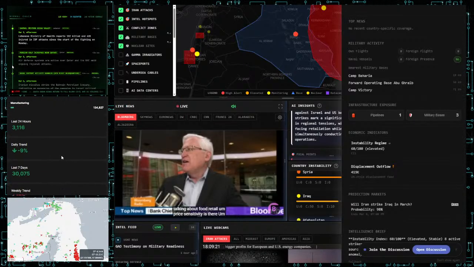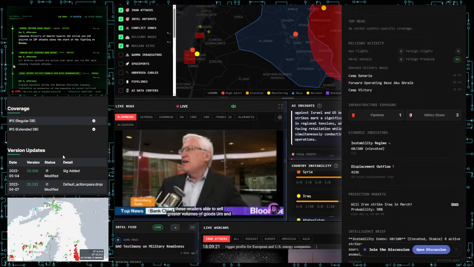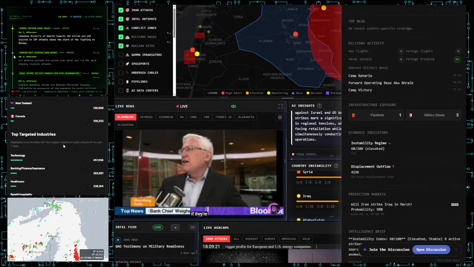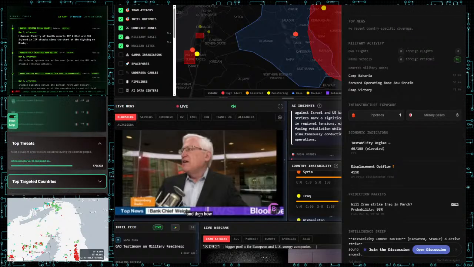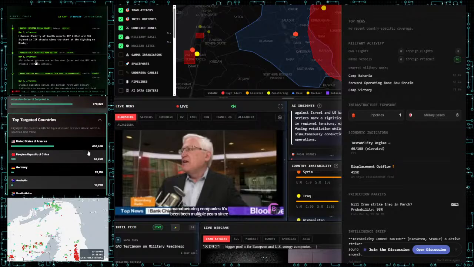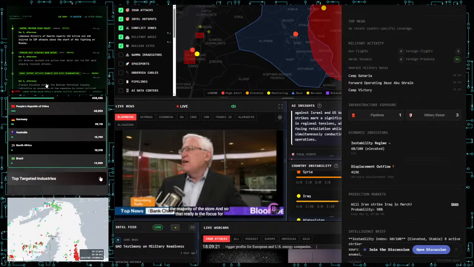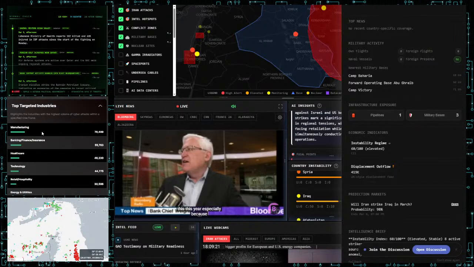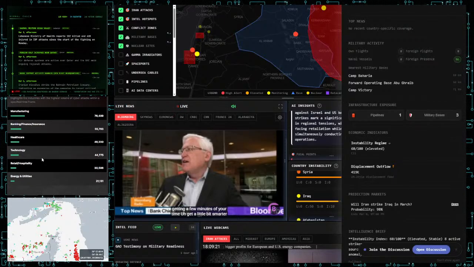Daily trend decreasing by 9%. Last 7 days, 30,000. Weekly trend increasing by 17%. It's slightly calmer, but not by much. Because right now, especially, it's going ham. Countries targeted: United States, China, Germany, in that order, Australia, South Africa, and Brazil. Top targeted industries: manufacturing, banking, healthcare, technology, retail, energy. I'm glad energy is at the end of the list, but that's still not good to be on this list. That's some critical infrastructure.